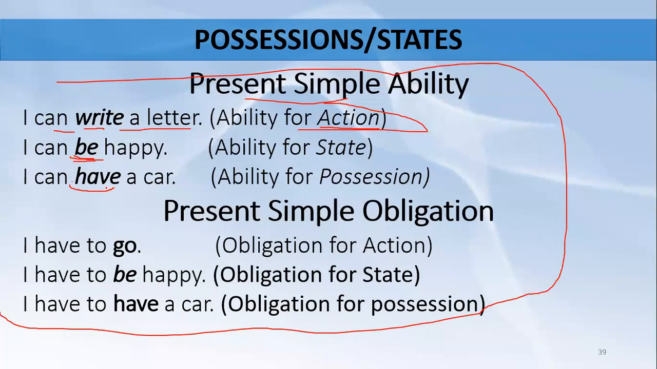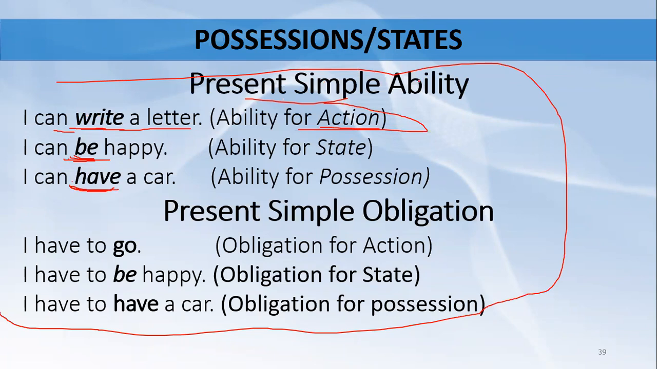Similarly, I have the ability to write a letter. I have the ability to be happy. I have the ability to have a car. I am able to write a letter. I am able to be happy. I am able to have a car. Fine. All those three structures can be used.